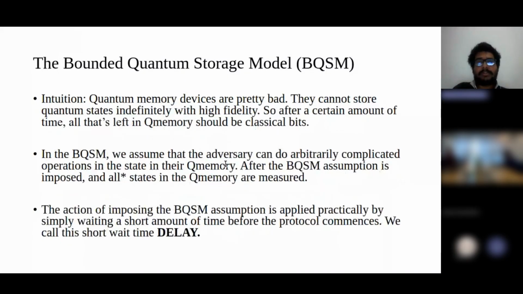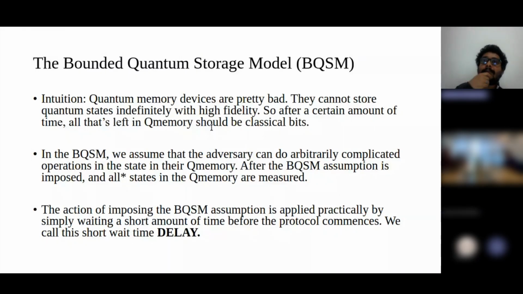Now, I said this is one way to explain BQSM, but there is actually another way, which is a more complexity theoretic way. When we impose computational bounds, what are we imposing? We are imposing time bounds, right? You can think of BQSM as a space bound. So instead of putting a bound on time, the BQSM assumption essentially puts a space bound on the quantum memory of your adversary, not on the classical memory, on the quantum memory.